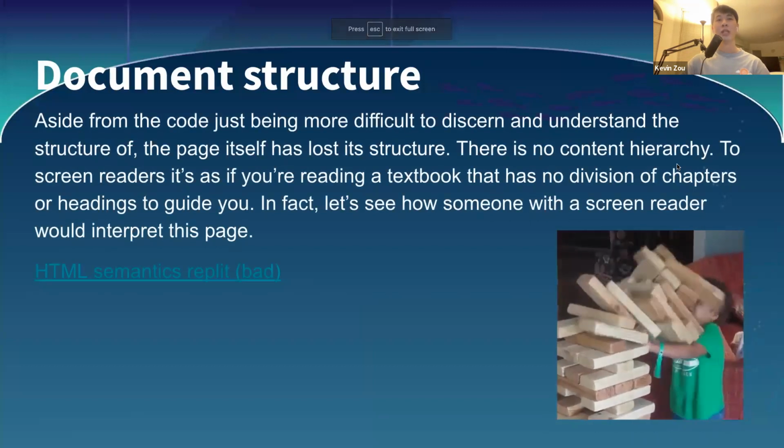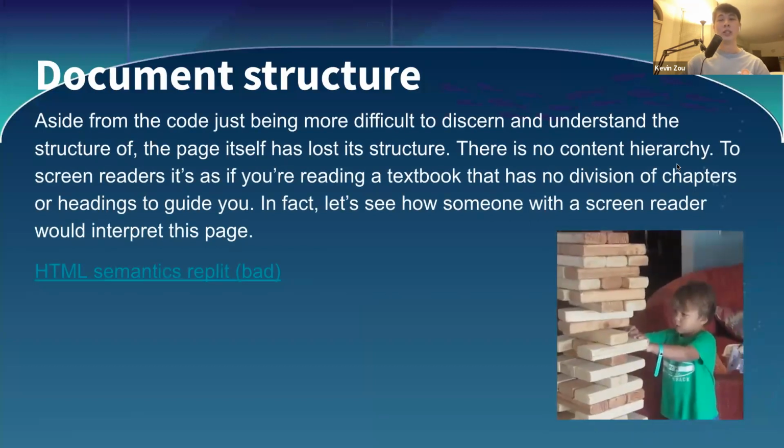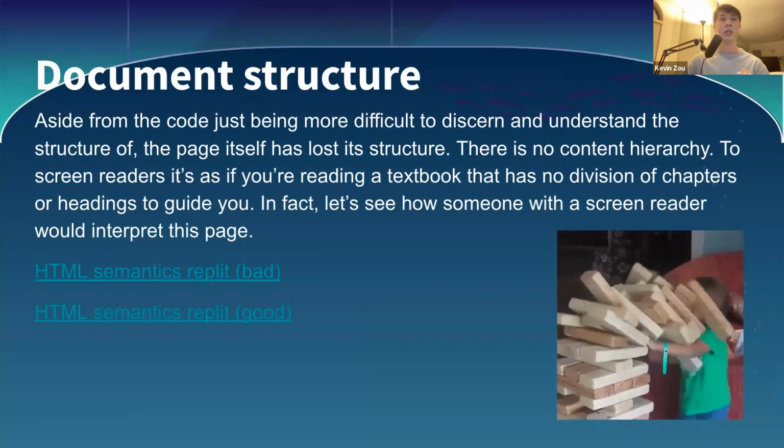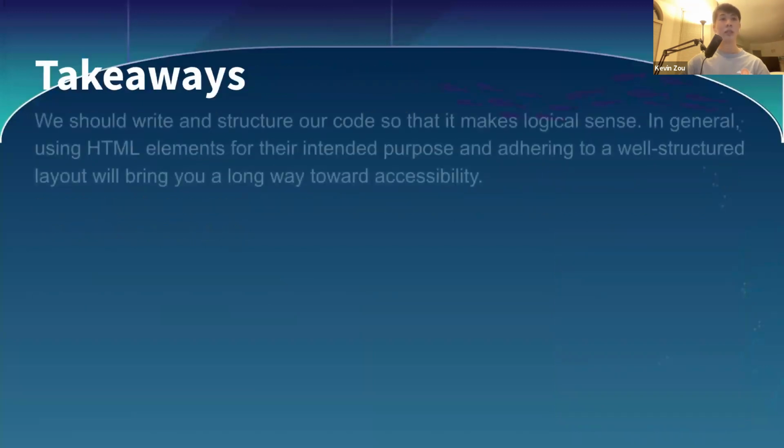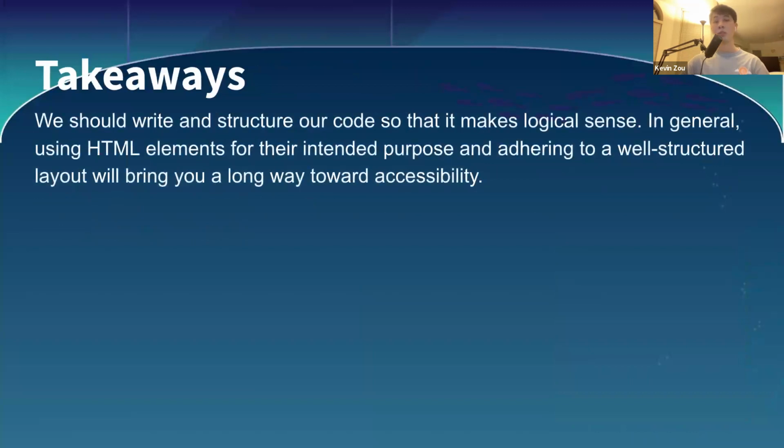So we went over, first of all, the code just being more difficult to read, and then also screen readers having a harder time with it. So what are our key takeaways here? Well, we should write and structure our code in a way that makes logical sense, not only so that a screen reader can make sense of it, it's also beneficial to us. In general, using HTML elements for their intended purpose and adhering to a well-structured layout will bring you a long way toward accessibility. Examples are not hijacking text elements to be different font sizes when you already have existing ones for that.